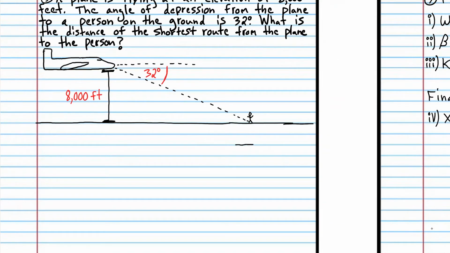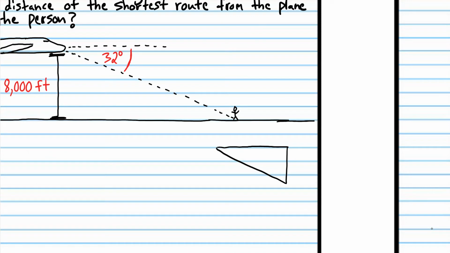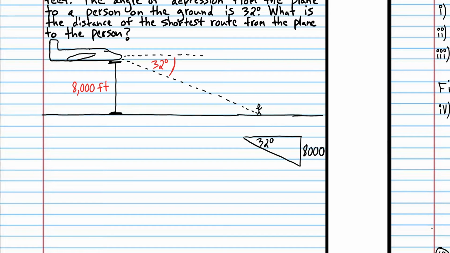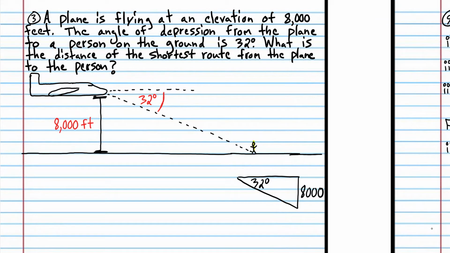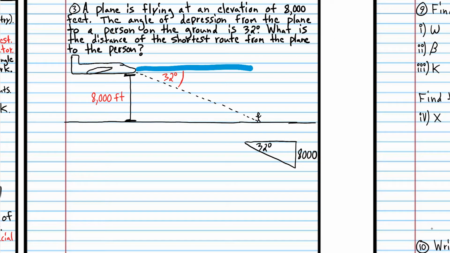So I'm going to go down here and draw that. Your triangle doesn't have to be perfect. We know that this angle is 32 degrees. And it's very important to understand that this distance over here in our triangle is the same as the elevation. So that length is 8,000 on that side, and we're looking for the shortest route. That means if this person could fly, the shortest distance to the plane would be that hypotenuse of the triangle.